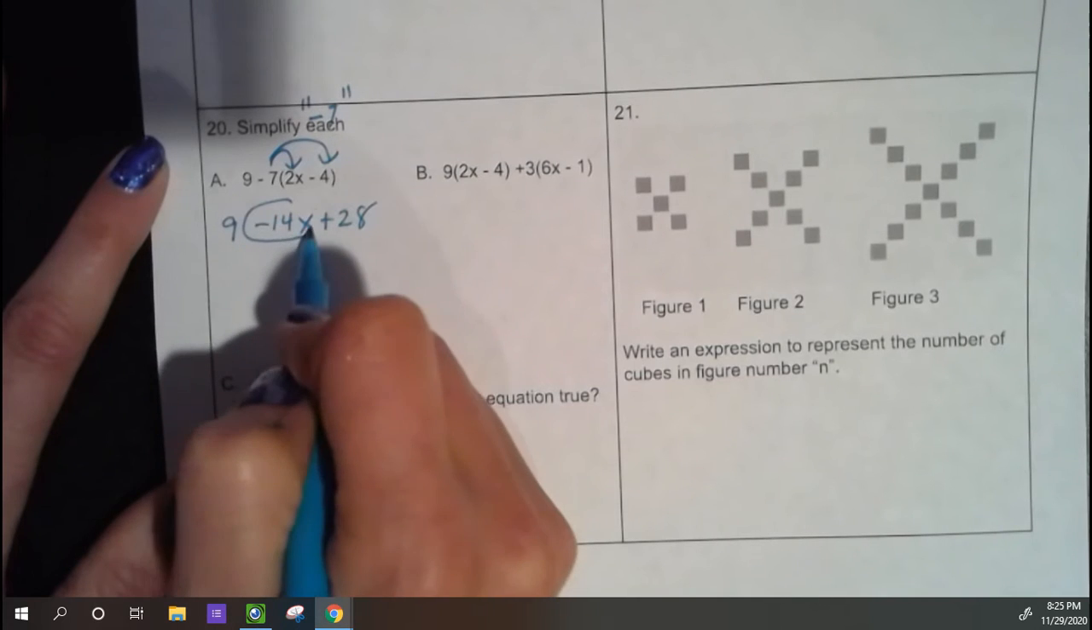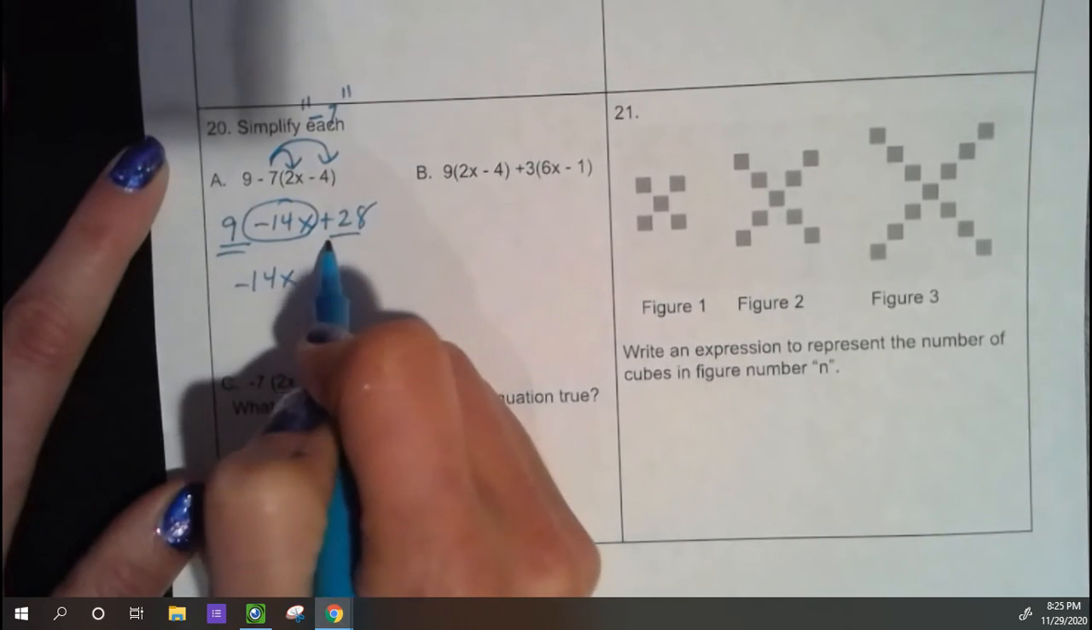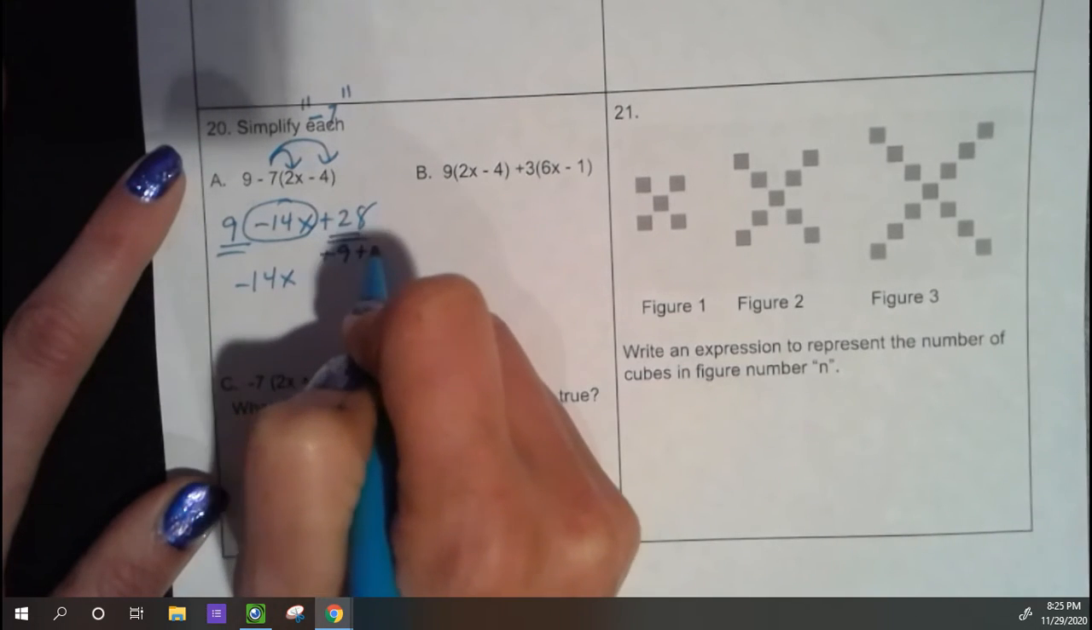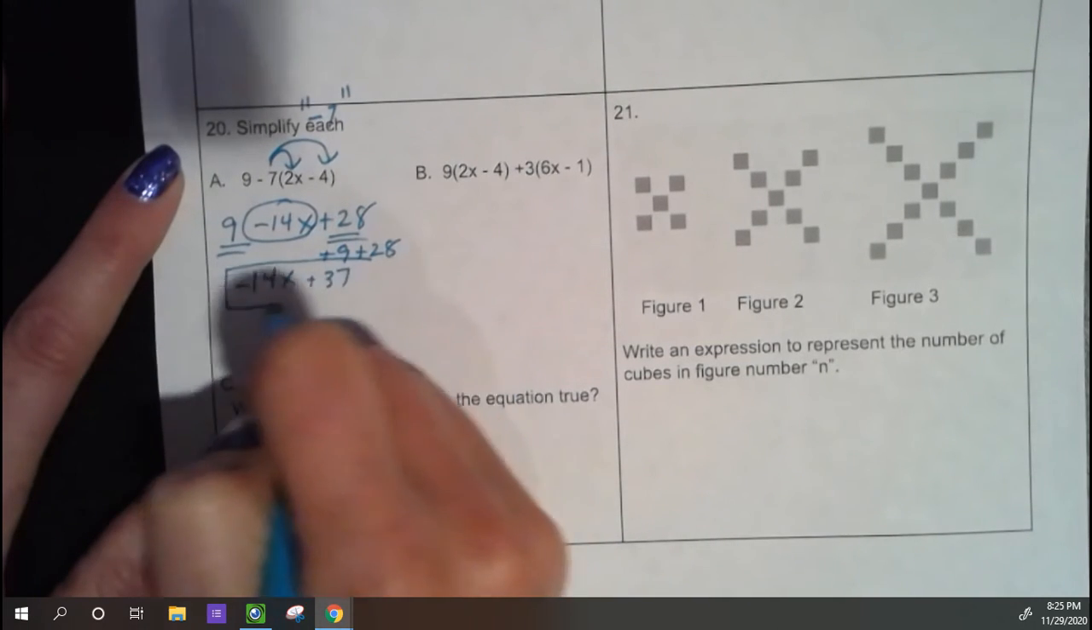Now he has no like terms. How sad. But these are like terms. I can add those together. So let's see. 9's positive and 28's positive. So that would be 37. There's my answer.